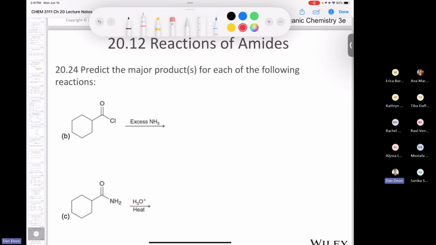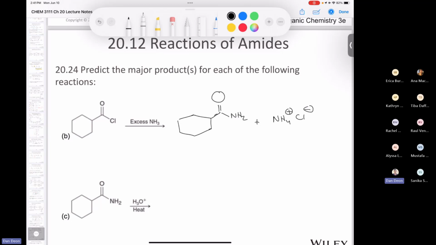let's see here. It says predict the major products of the following reactions. I'm pretty sure you guys could do these faster than me. The first one is an acid chloride with ammonia, and that's just going to give you a primary amide. So that would give you the primary amide, which is going to look like this. Plus, we'd also end up with ammonium chloride in this case.